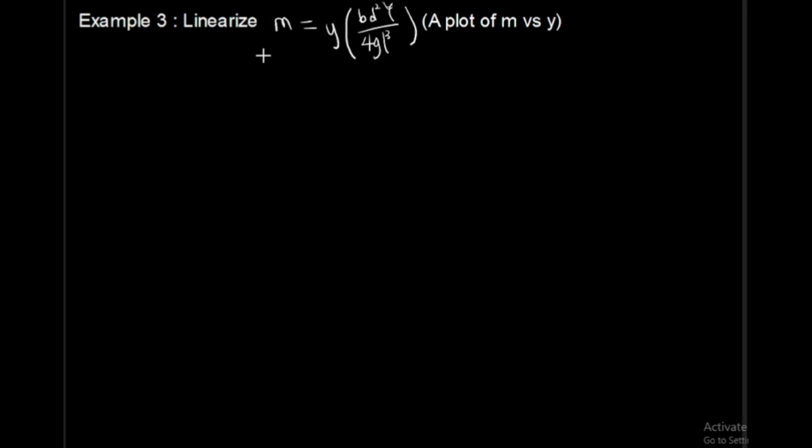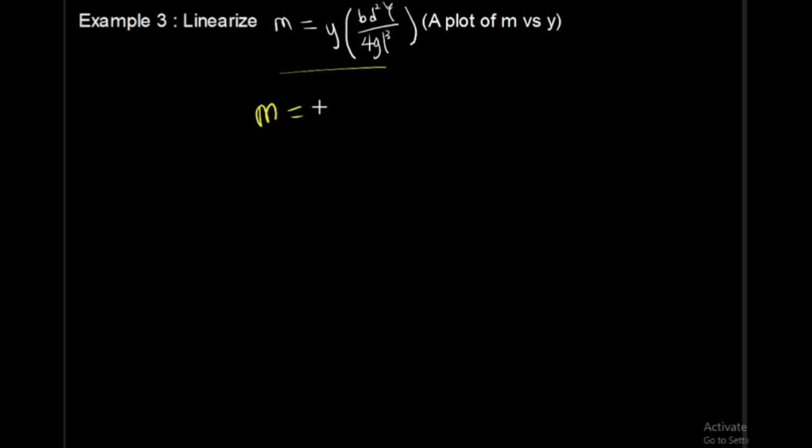So moving on, we have another example here. They say linearize m equals y times bd squared gamma over 4gl cubed. Now they gave us the plot again; it will always be given to you in the question: a plot of m versus y. So we need to make m the subject of the formula. Looking at our question, m is already the subject of the formula, so there is very little or nothing to do here. This equation is already linearized.